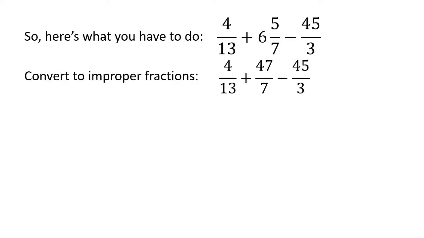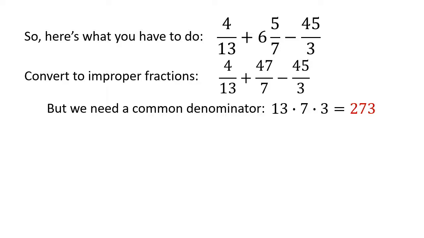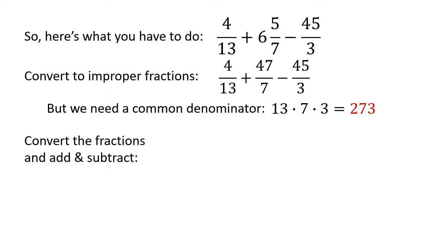They're not all improper fractions. The first one's a regular fraction. But we can't add them like that. We have to get a common denominator. So since these are all prime numbers, we're just going to have to multiply them all together. And so we get 273 as our common denominator. So we have to make each of those fractions into a common denominator. We convert them so that they have common denominators, and then we can add and subtract them.